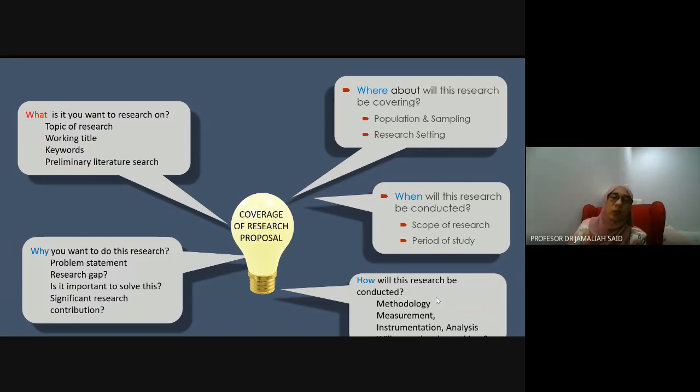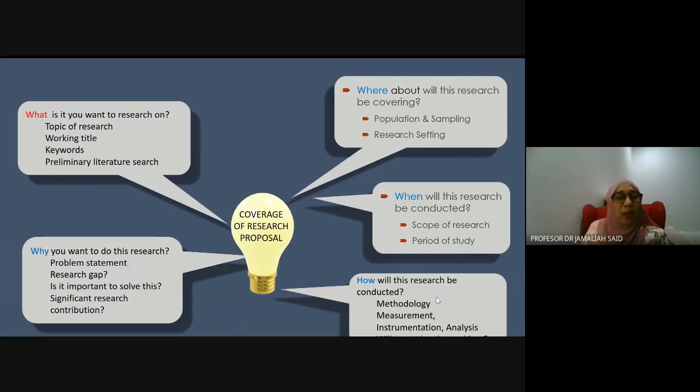What are the keywords? The keywords normally come from the title, or the variable, or the theory. The keywords of your study. And why? Why do you want to do research on this? For example, if you are doing on CSR, corporate social responsibility, why do you want to do on CSR? Or if you are doing on fraud in Malaysia, why do you want to do on fraud? Why? So what is the problem with fraud? What is the problem with CSR that triggers you to study this topic?